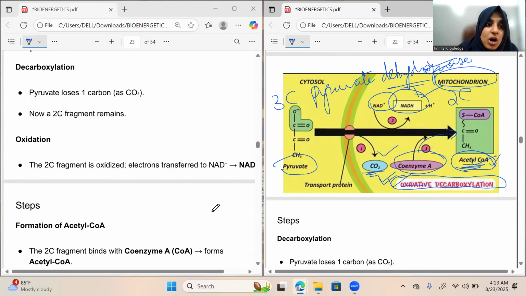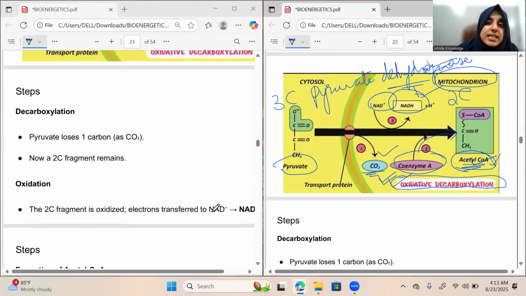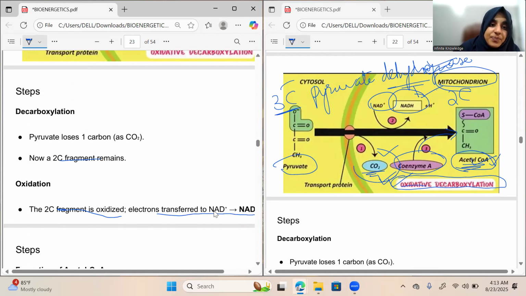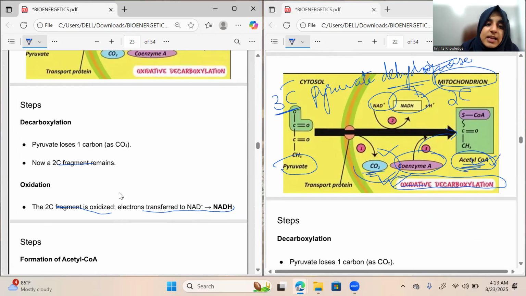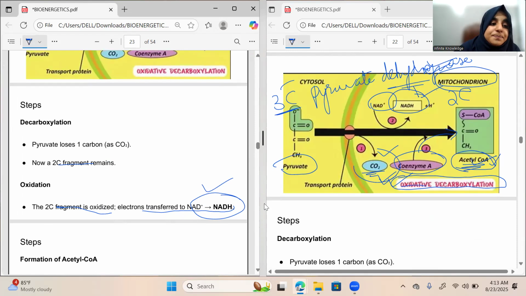Now let us see all the steps. The first step is basically decarboxylation. What happens over here, as I just explained, is that this 3 carbon molecule pyruvate loses 1 carbon as carbon dioxide, and now only a 2 carbon fragment remains, and this is oxidized, where NAD positive is converted into NADH.